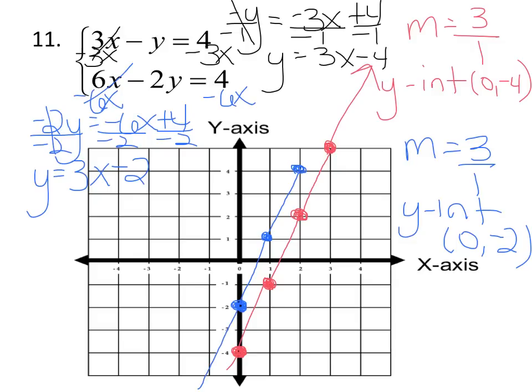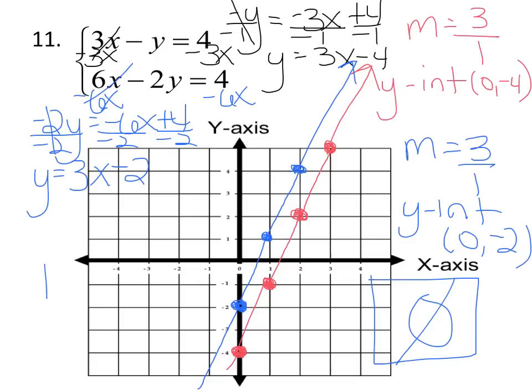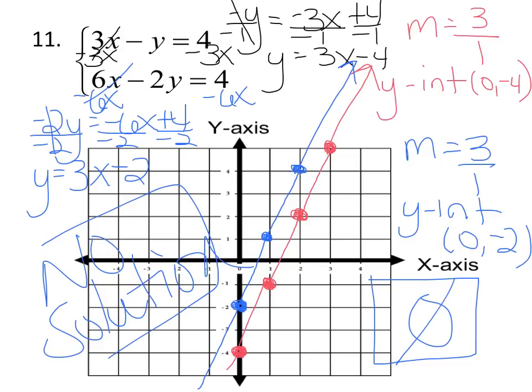What do you notice? What kind of lines are these? These are parallel lines, so there is no solution. All right? So you don't have to check anything. It is no solution. All right?